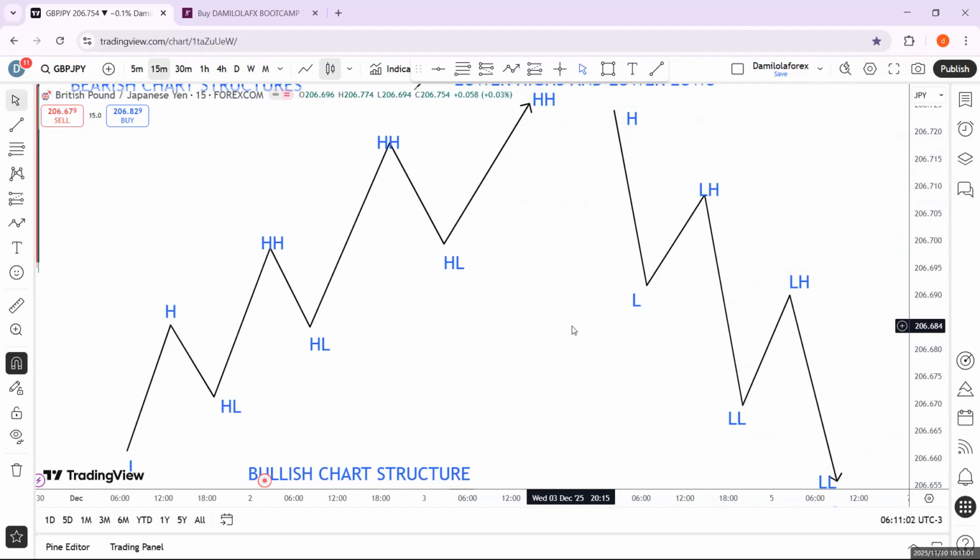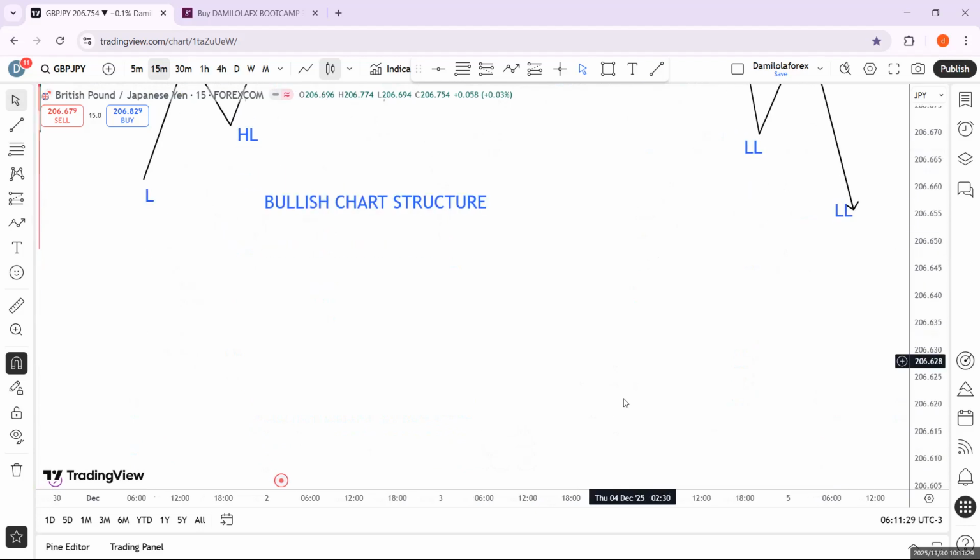So now the next question is, how can we use all of this understanding to pick a trade entry opportunity in the market? It's important to note that when we go onto our chart, we want to know if the market is trending upwards, which is the bullish chart structure, or trending downwards, which is the bearish chart structure. We can use the understanding of this to pick trades in the Forex market.